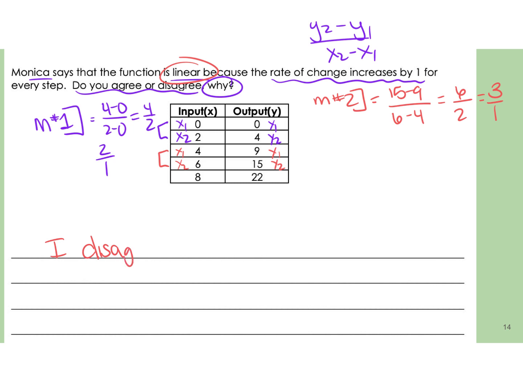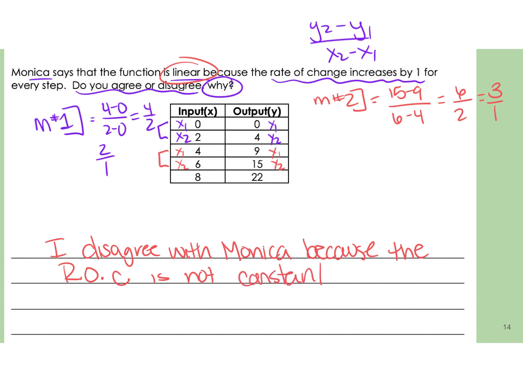Make sure you answer the question. I disagree with that girl because the rate of change is not constant. So, can't be linear. Monica's wrong. The slope changes. So, that's it.